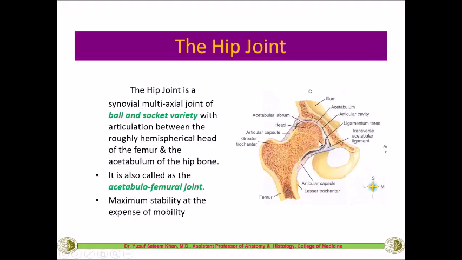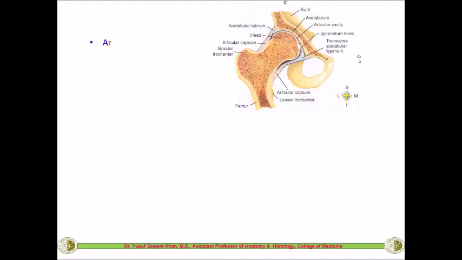Even though all the movements which take place in the shoulder joint also take place here in the hip joint, the range of movement is decreased. This is the consequence of having more stability. If you have more stability, there are still movements, but the range of movements will decrease. So this is how the hip joint differs from the shoulder joint.